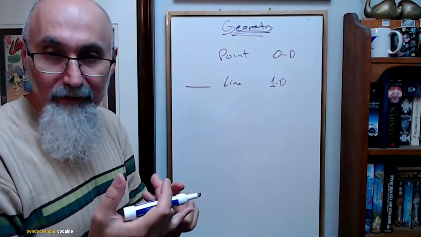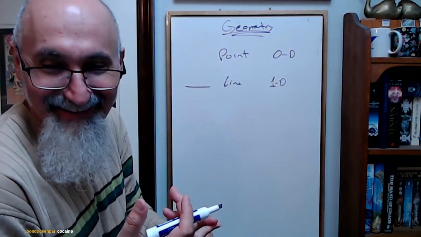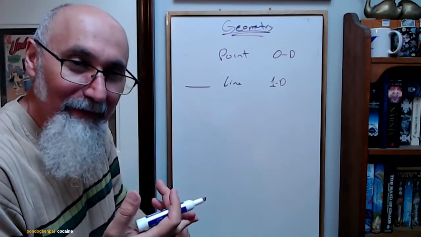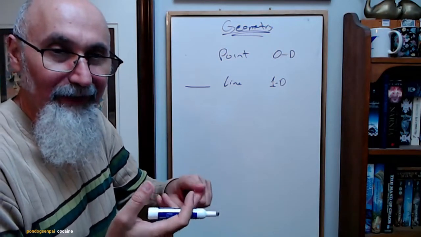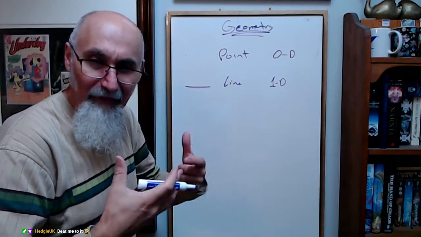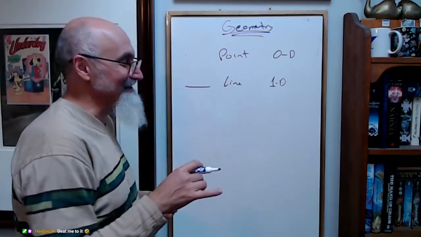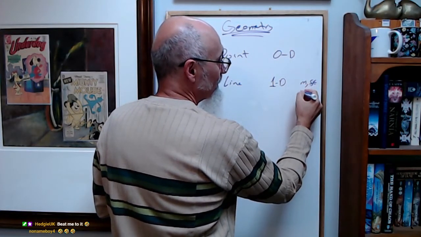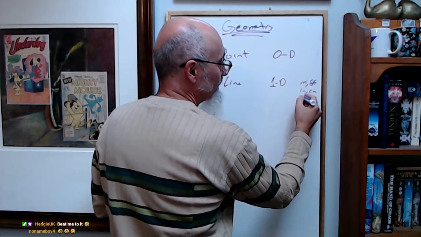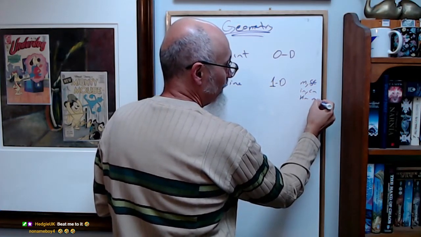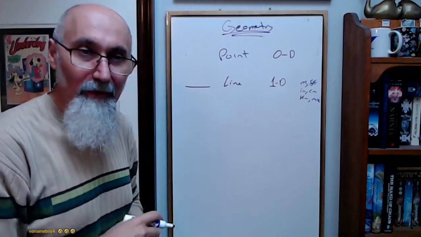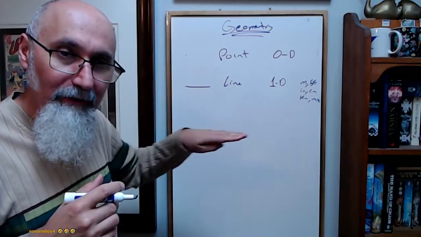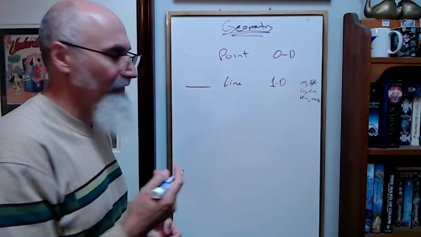It could be meters, it could be feet, it could be inches. It's length, right? So the unit would be meters, feet, inches, centimeters, kilometers, miles, yards, whatever you want to call it, right? And that's the dimension. It's a line. It's a length, right?